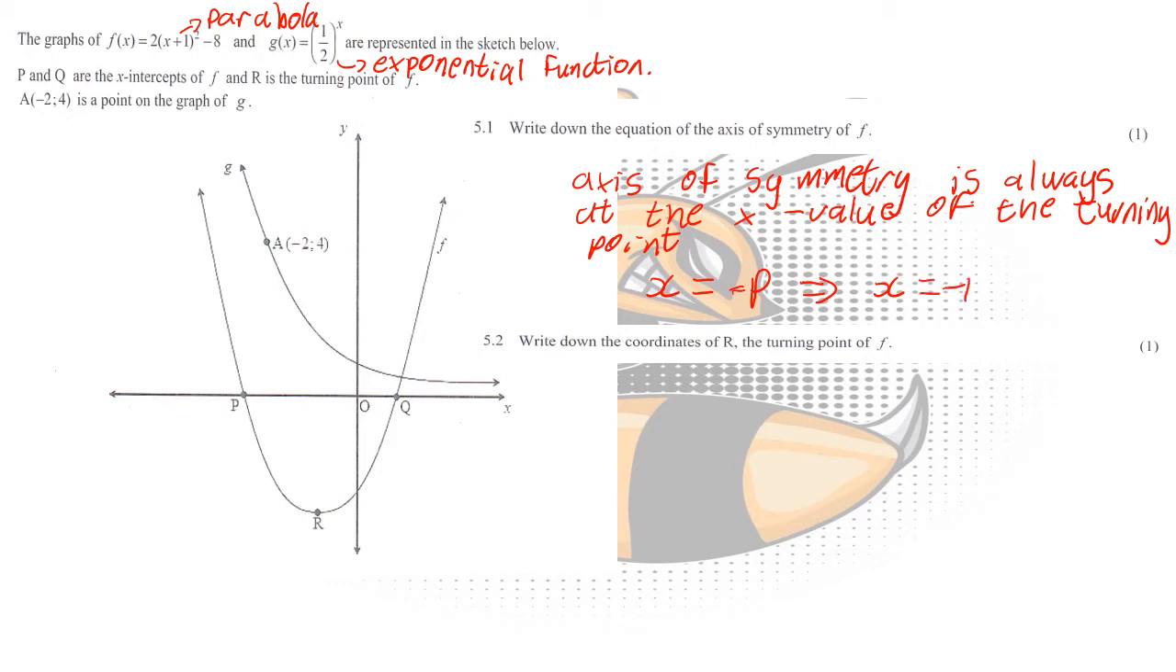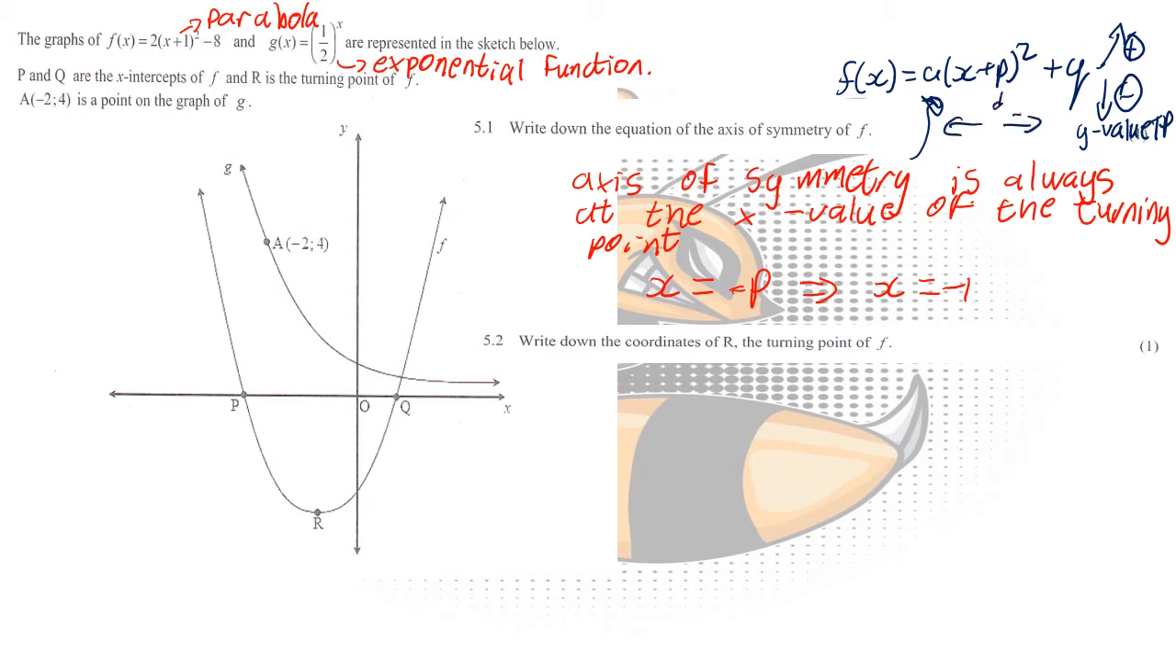Now this p value comes from the fact that we have our parabola's equation in the form of f(x) = a(x + p)² + q, in which q shifts the function up or down, and it will also give you the y value of the turning point, and then your p value shifts your function left or right, to the positive side if it's negative and to the negative side if it's positive, and will also give you the x value of the turning point.